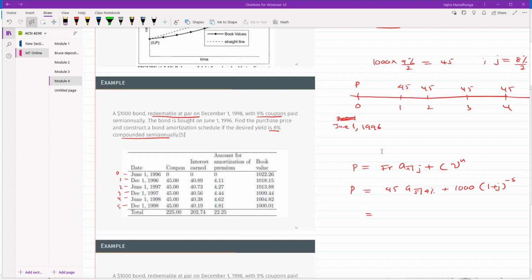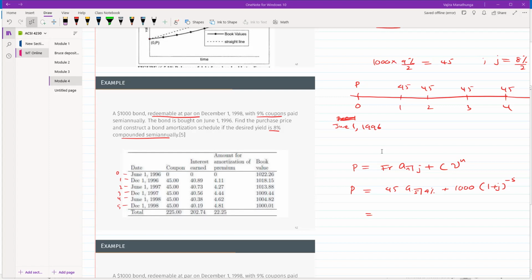So first, let's reset the calculator. And you can see N is 5. Payments are 45. Future value is 1000. Rate is actually 4%. If we enter at 4%, then the P/Y, payment per year, and compounding per year is 1.